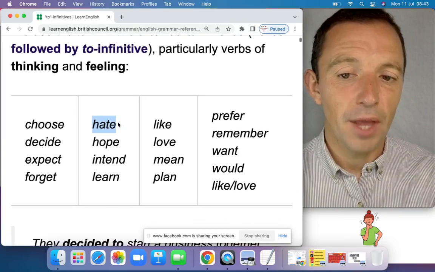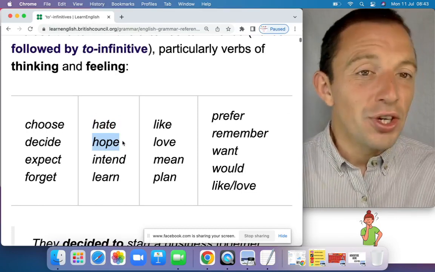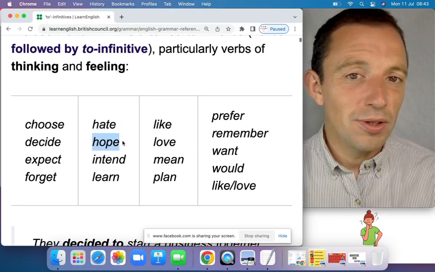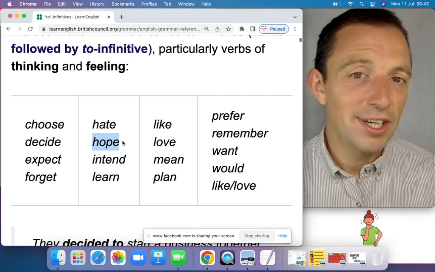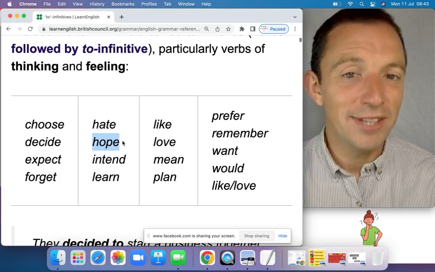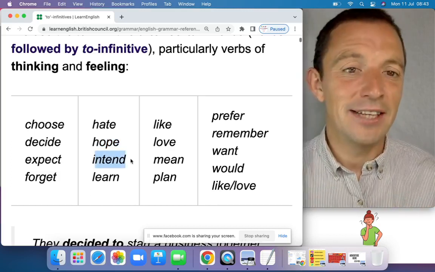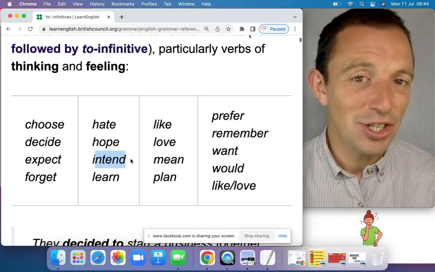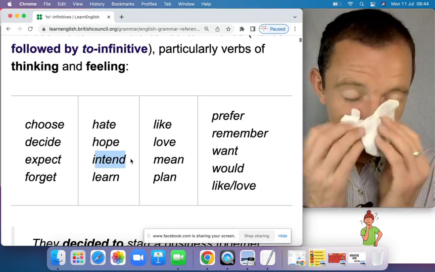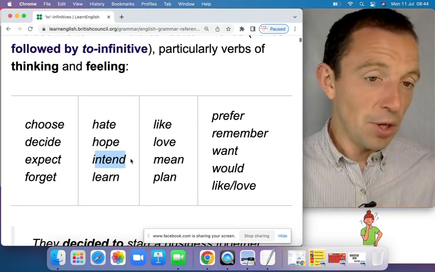Okay. Hope. I hope to go to the Mediterranean for my holidays. I hope to watch the new movie. I hope to contact my friend today. Intend. I intend to make the dinner at 4 o'clock. I intend to ask a question. I intend to pass the exam. So it's very important.